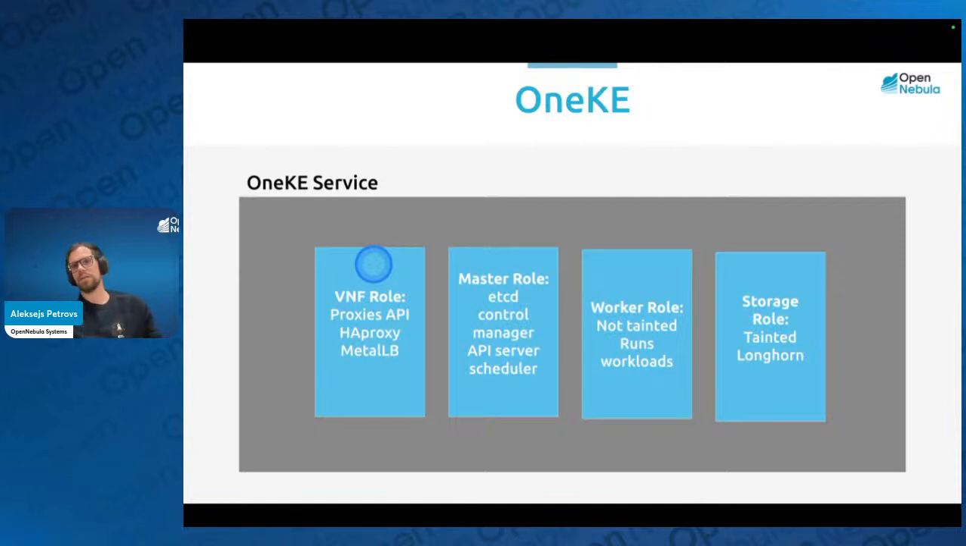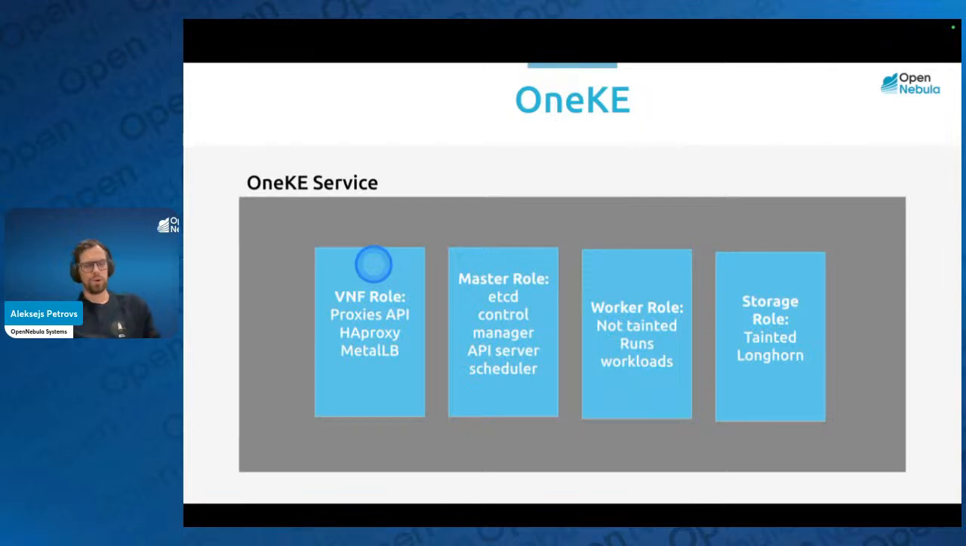The next thing is the worker role. The worker role actually runs the workload. You can have as many of them as you wish, and that will form your cluster of the actual worker roles. And then there is the fourth role, that is the storage role. This one runs the Longhorn based storage, so you can have some kind of persistent storage. This one is not running any workloads as well. It's only dedicated to running Longhorn based storage.